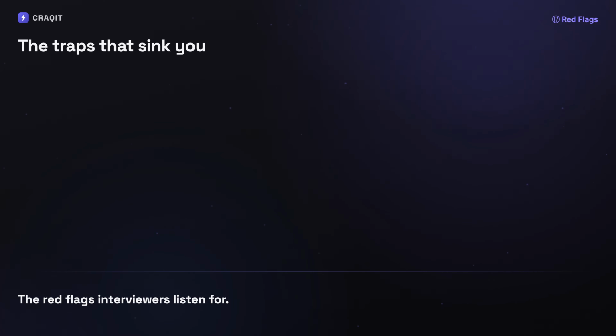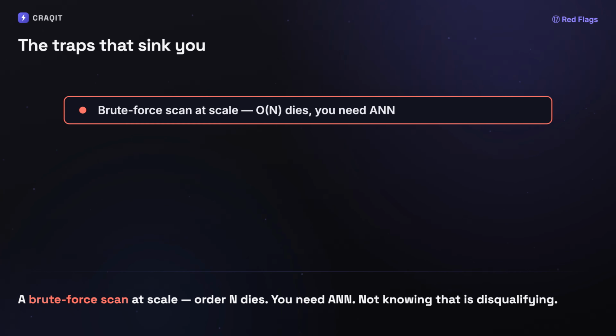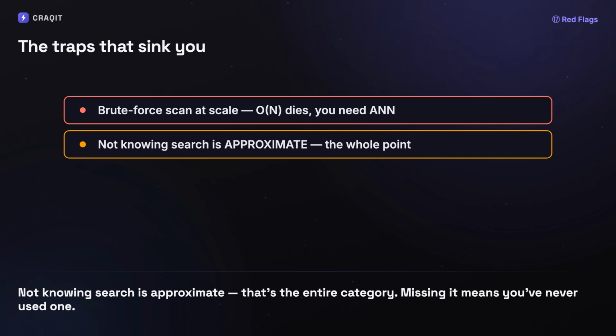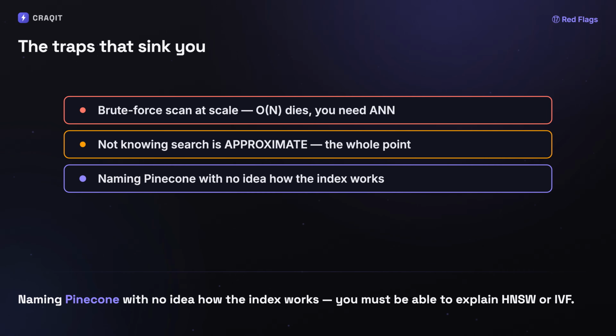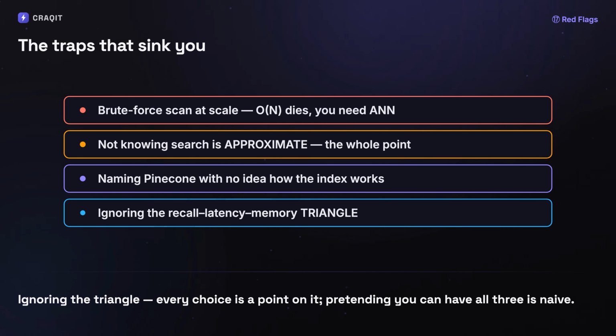The traps that sink the interview. 1. Proposing a brute force scan at scale. Order n dies, you need ANN. Not knowing that is disqualifying. 2. Not knowing vector search is approximate. That's the entire point of the category, and missing it means you've never really used one. 3. Naming Pinecone with no idea how the index works. You must be able to explain HNSW or IVF. 4. Ignoring the recall, latency, memory triangle. Every choice is a point on it, and pretending you can have all three is naive.